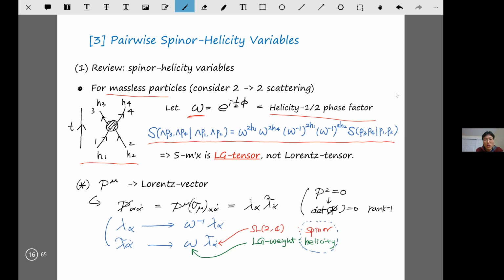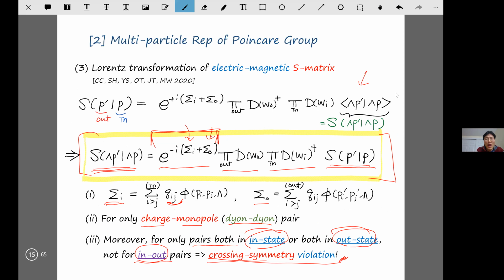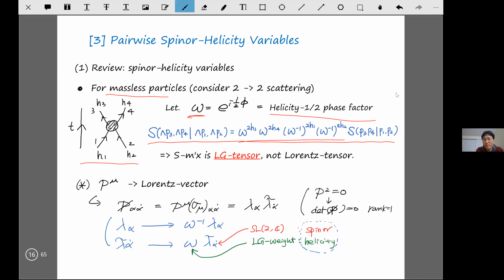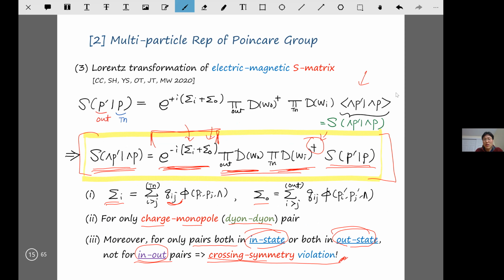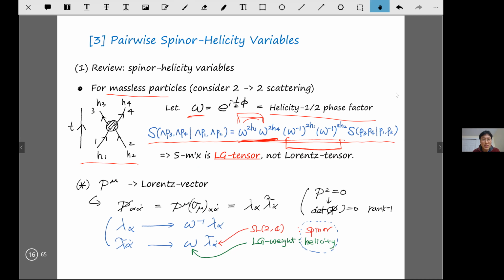The usual S matrix transformation without the pairwise factor is basically this. For the in state, you get the helicity factor with a dagger. For the out state, you get the helicity factor without a dagger. So I just wrote it here: for the out state, it's a helicity factor to the 2h, with the correct helicity h3. For the in state, I had omega to the inverse so that it incorporates the dagger for the in state. This is the standard S matrix without, say, a monopole charge pair.